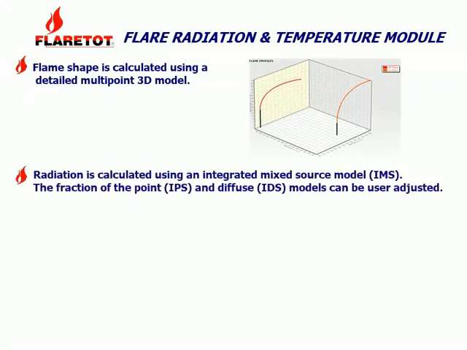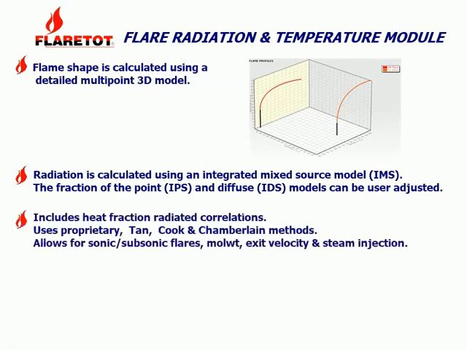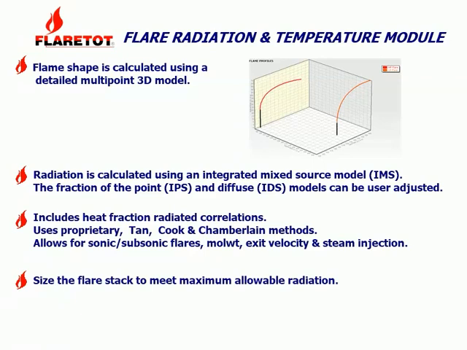The radiation module uses an integrated mixed source model for radiation calculations. This model is a combination of the point source IPS and diffuse source IDS models. This improves accuracy near the flame. The weighting fraction of the two models can be user-defined. Heat fraction radiated correlations are included to provide estimates before vendor flare selection. Several methods are provided with a summary of results from all methods for comparison. You can size a flare stack height to meet a maximum allowable radiation value.